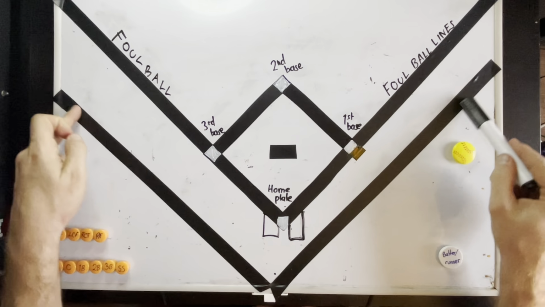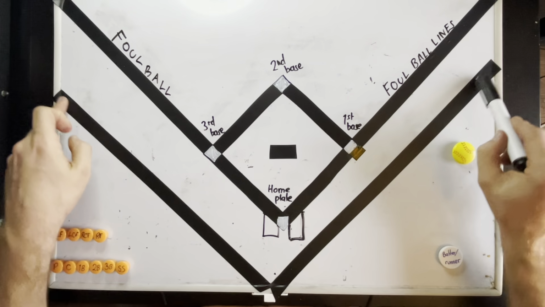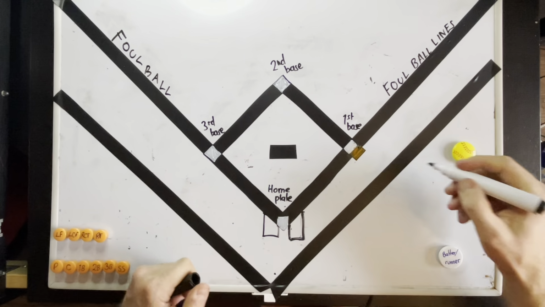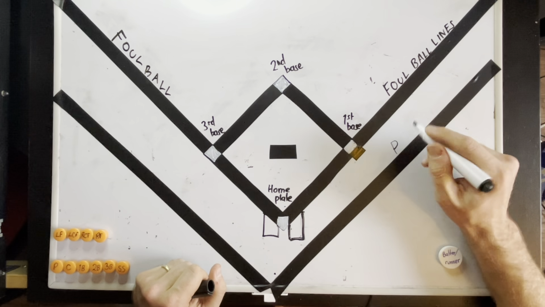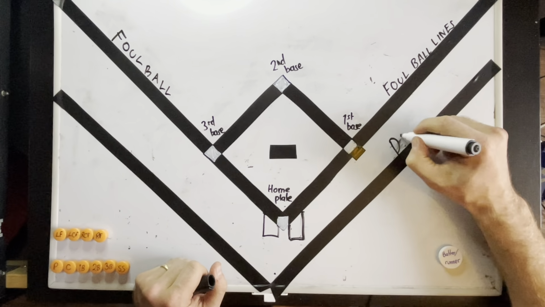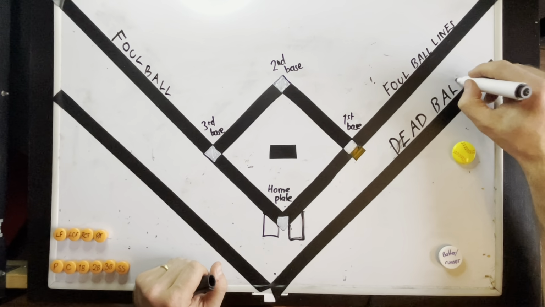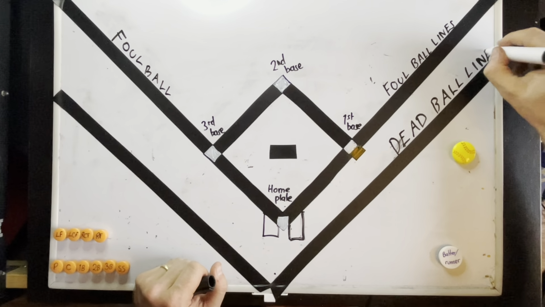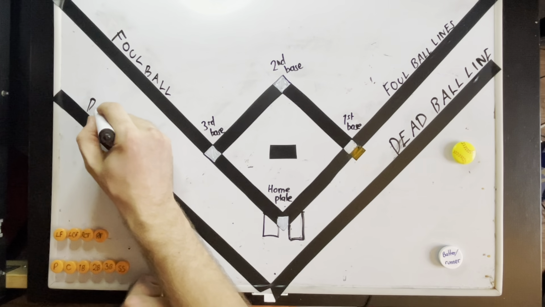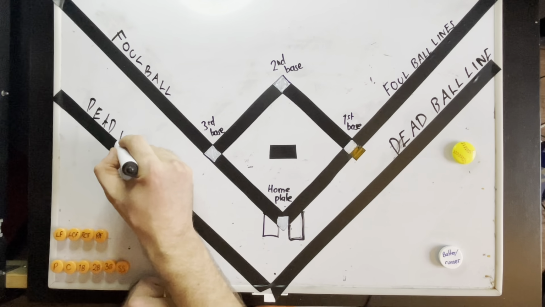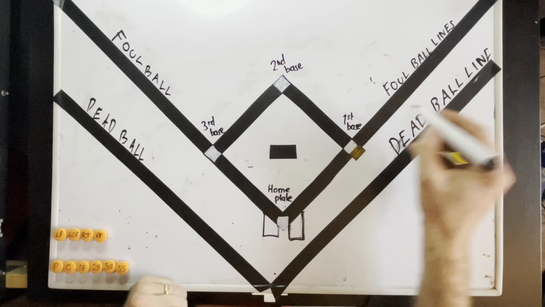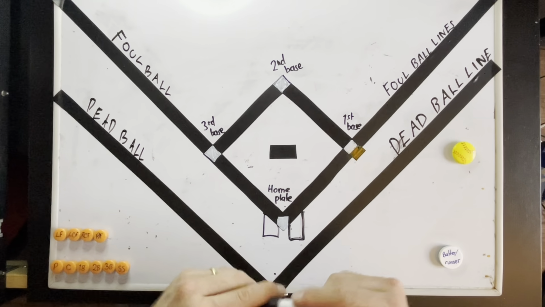However, there should also be a second line some distance away, parallel to the foul ball line. And this one is called, if I could spell, the dead ball line. Terrible at writing at that angle.